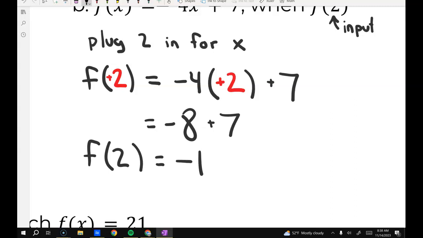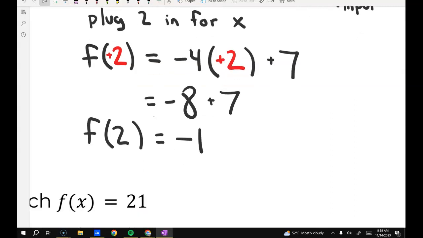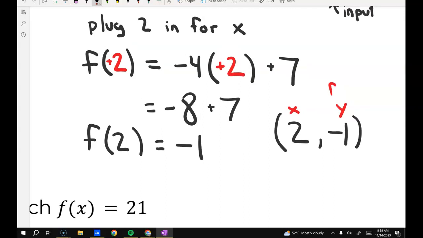So if we write this as an ordered pair or a point, we would say 2, comma, -1, where 2 is our x, -1 is our y. You remember y is the same thing as your f of x. It's almost better to write in this context f of x. These two things mean the same thing though. F of x and y, they both represent outputs. And x's are always going to be our inputs.